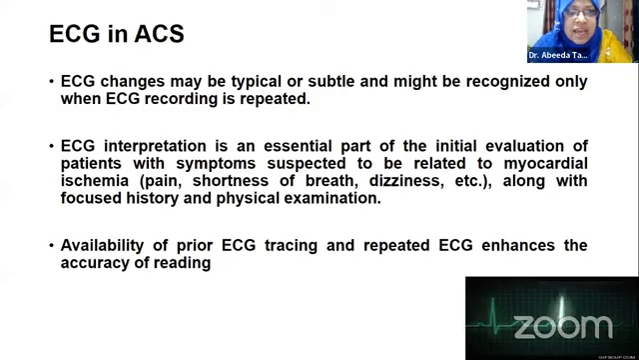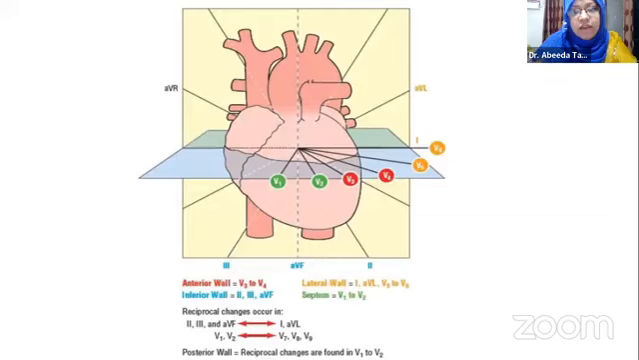So ECG interpretation is an essential part of the initial evaluation of patients with symptoms suspected to be related to myocardial ischemia, along with focused history and physical examination. Availability of a prior ECG tracing and repeated ECGs enhances the accuracy of reading. So we have to keep that in mind.